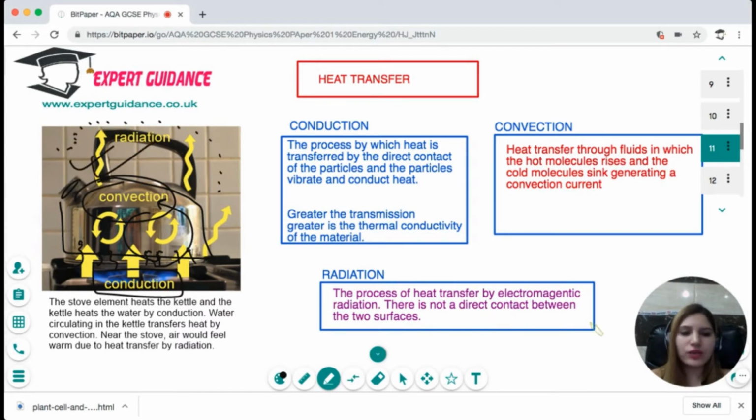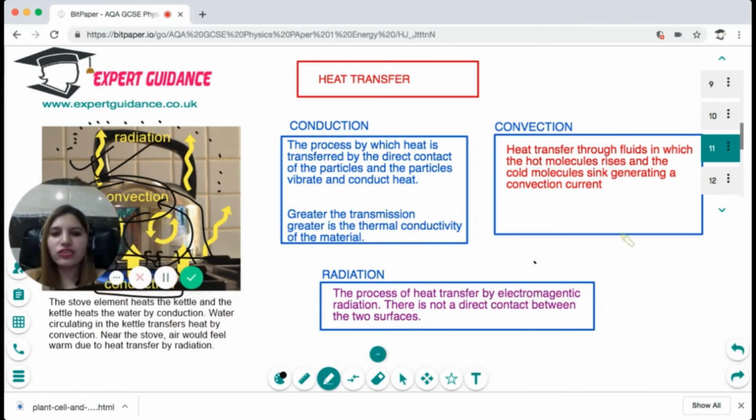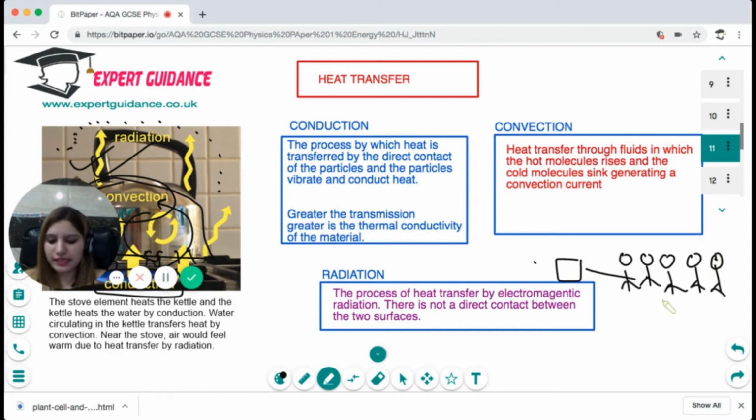Let me give you another example to represent conduction, convection, and radiation. Let's suppose you have 5 students sitting in a row, and the person at the front wants to send a book to the last person. Now, what are the various ways he can send the book? Way one is that he can pass the book along.